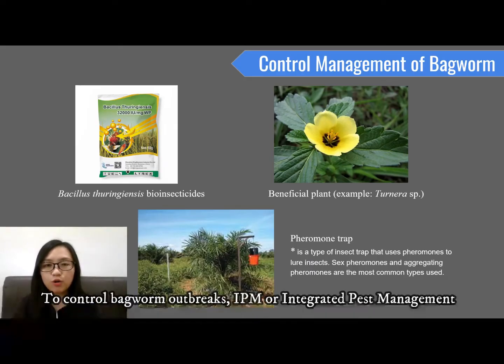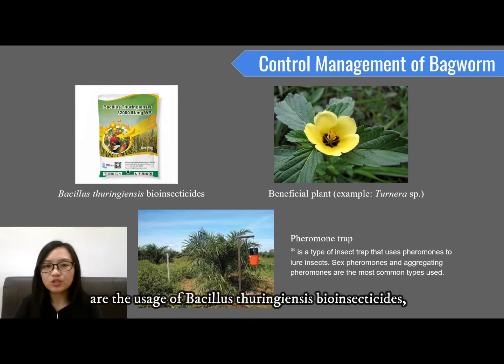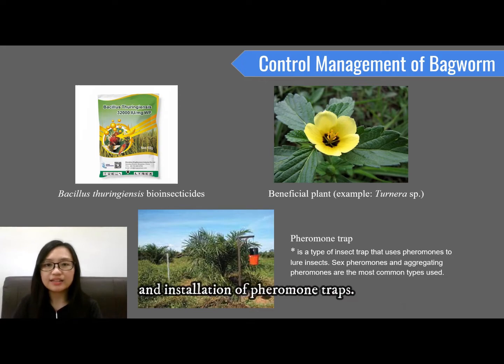To control bagworm outbreaks, IPM or Integrated Pest Management is an ideal method. Some of the most effective methods are the usage of Bacillus thuringiensis bioinsecticides, planting of beneficial plants to attract natural enemies of bagworms, and installation of pheromone traps.